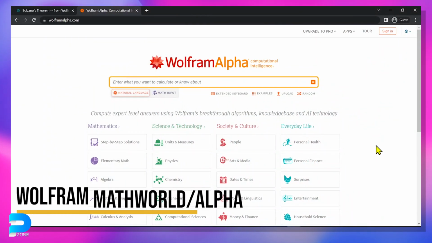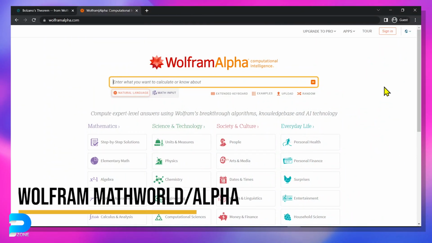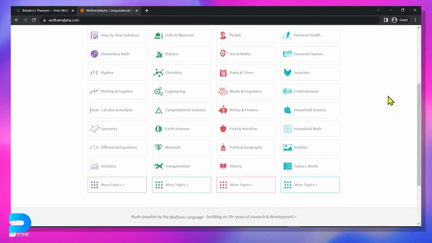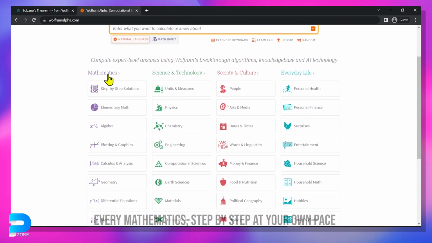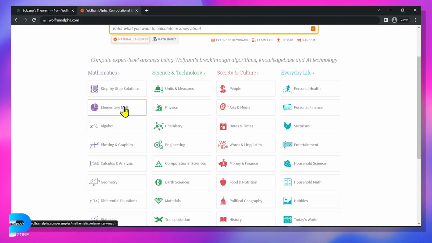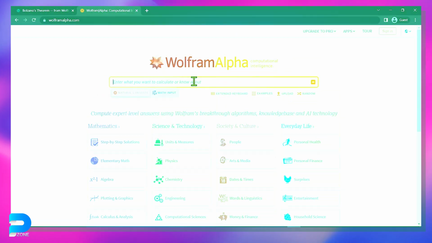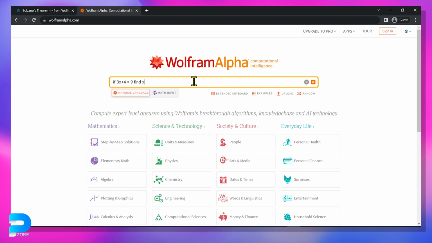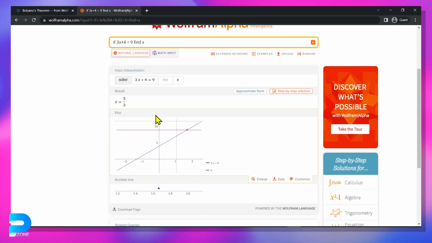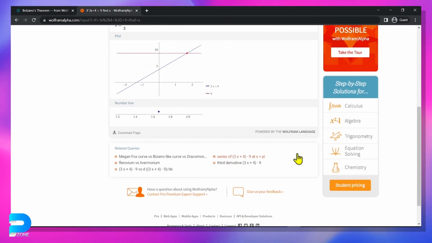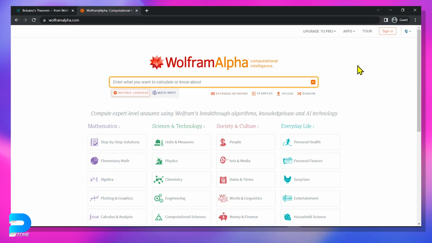Learning math online with Quizlet is a great idea. Number 3. Wolfram Mathworld. Wolfram Mathworld is a website that allows you to learn almost every mathematics, step by step at your own pace. It provides you with a very easy-to-use interface. You can either look at an example of a problem or type in the solution. For instance, you can type in 3 times plus 4 and see the answer of 19. You can also click on a question to get the answer. If you want to learn mathematics, this website is an immense help.